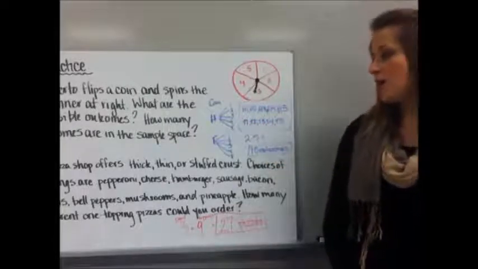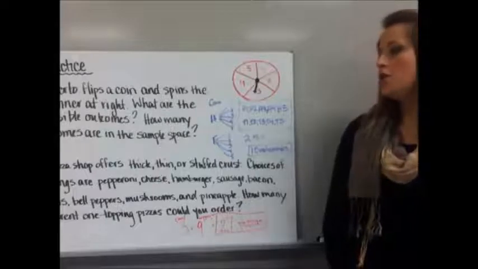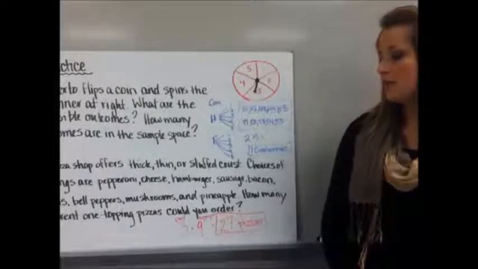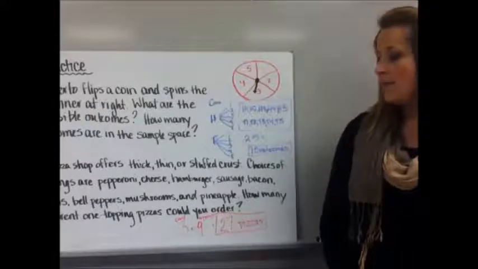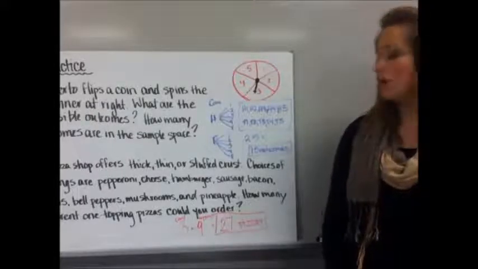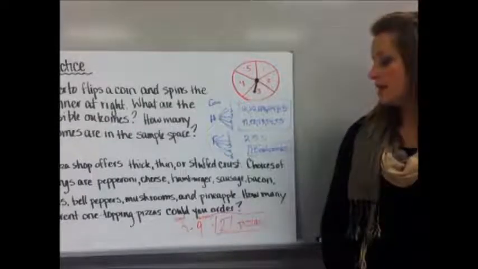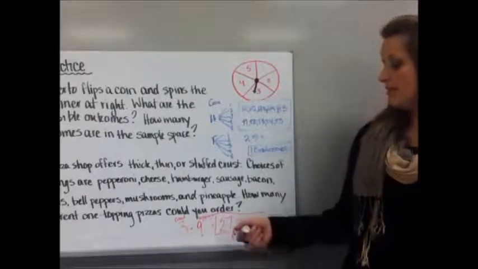Practice B. A pizza shop offers thick, thin, or stuffed crust. Choices of toppings are pepperoni, cheese, hamburger, sausage, bacon, onions, bell peppers, mushrooms, and pineapple. How many different one-topping pizzas could you order? I have 3 choices for crust, 9 choices in toppings. 3 times 9 is 27 pizzas.